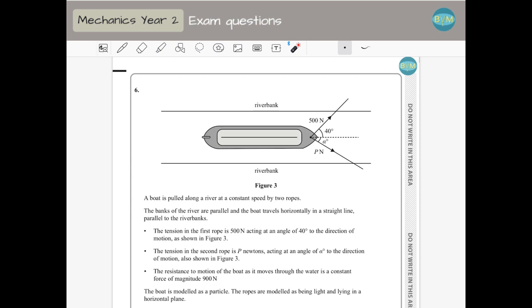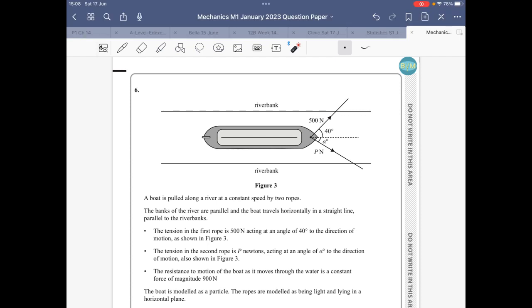Hello, this is question 6 on your international paper from Edexcel, your M1 from January 2023, so one of the most recent now. So you have a boat is pulled along a river at constant speed, this is important, by two ropes. The banks of the river are parallel and the boat travels horizontally in a straight line parallel to the river banks. The tension at the first rope is 500 newtons acting at 40 degrees.